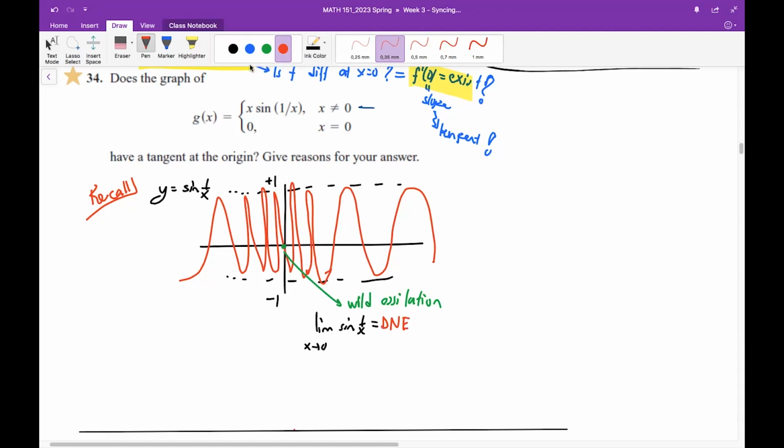If the limit does not exist, what can you say about the continuity of this function? Obviously, if there is no limit, your function cannot be continuous there. It is not continuous at x equals 0. Okay, we understand this, right?